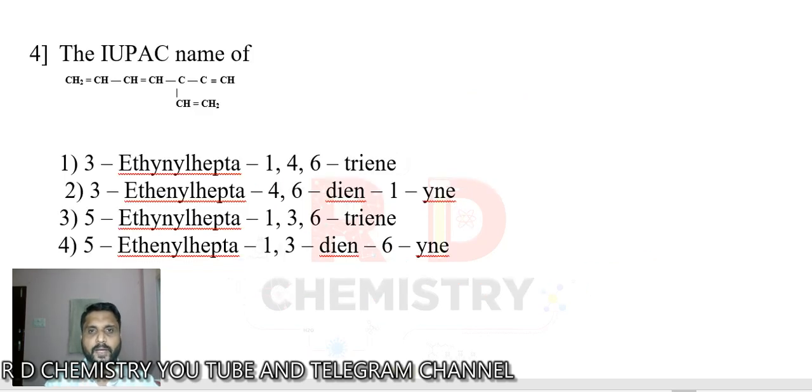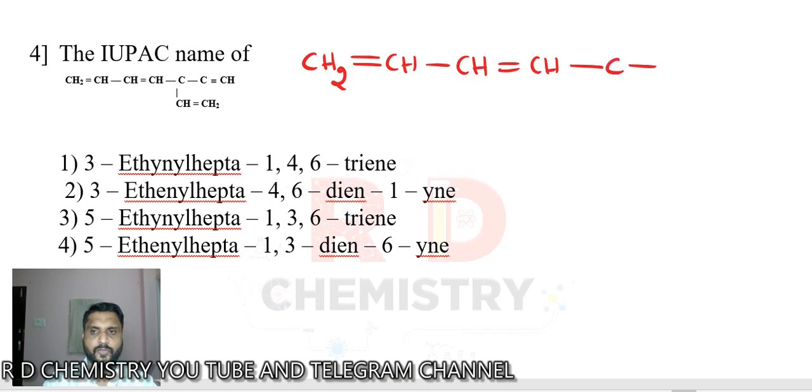Next question, you have to write down the IUPAC name of the compound. Let me write once again, it's a small font there. So CH2 double bond CH, single bond CH, double bond CH, then single bond C, C triple bond C, H is there. Then you have branching here, CH. So I'll write vertically. Then it is a CH2.